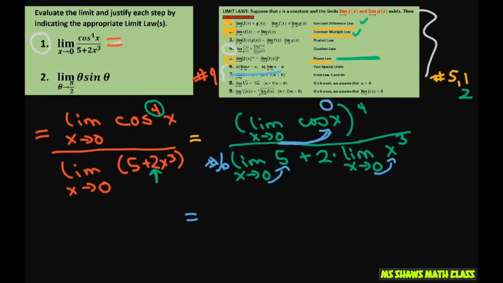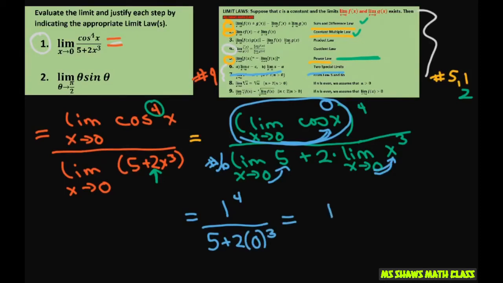cosine of 0 is 1. So this whole thing here, this whole quantity equals 1. And then you have 2 to the 4th. Now, for our 2 special limits, when you can't plug in a 0, you just write the 5 plus 2 and plug in the 0, you get 0 cubed. So this answer is just going to be 1/5.